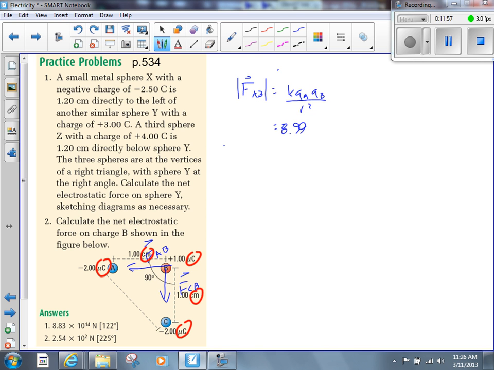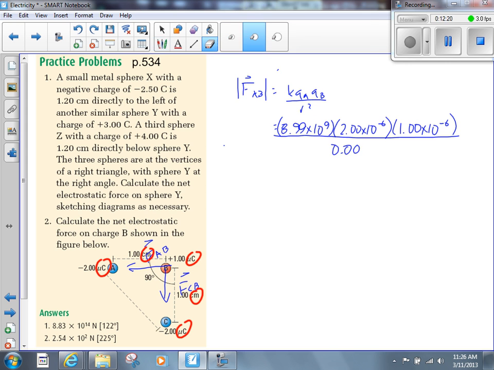That's 8.99 times 10 to the 9 times 2.00 times 10 to the minus 6. Couple of things here. We've got to put the 10 to the minus 6 on there, and we've also got to drop the sign of the charge. Charge B is 1.00 times 10 to the minus 6. We divide that by the distance squared. Centimeters, we're going to remember to convert that to meters here because we circled it in red. 0.010 meters. And don't forget the most common mistake that people make with these problems, don't forget to square the distance. What do we end up getting for the force of A on B?